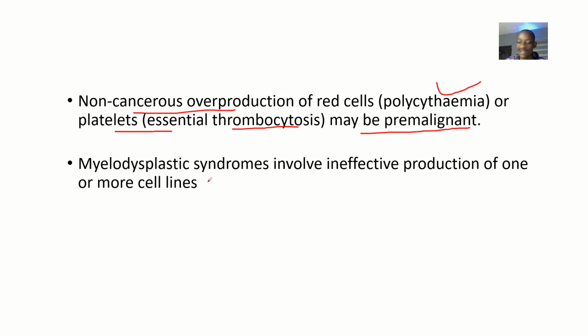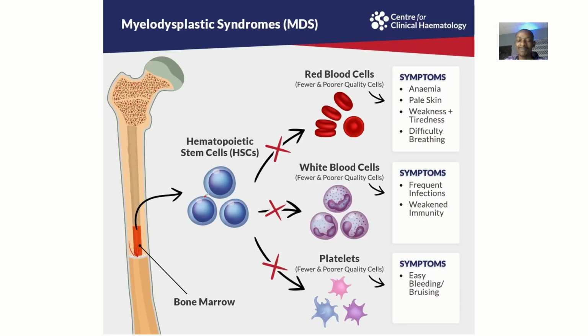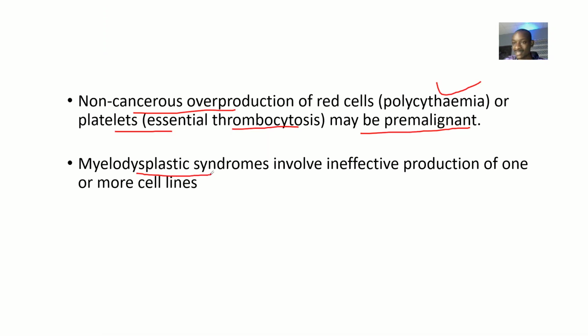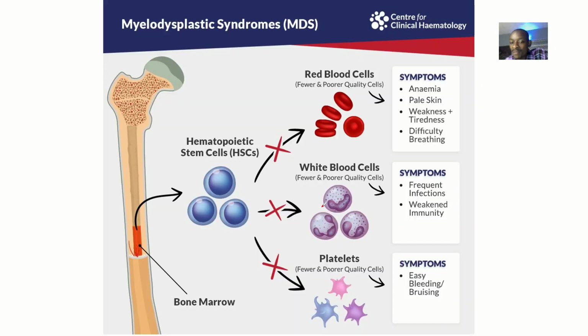Then we have the last one, which is the myelodysplastic syndrome. Myelodysplastic syndrome involves ineffective production of one or more cell lines. So this one can occur in any type of blood cells. It could affect red blood cells, where you have fewer or poorer quality cells. It could affect white blood cells, where you have fewer or poorer quality cells. It could also affect platelets.